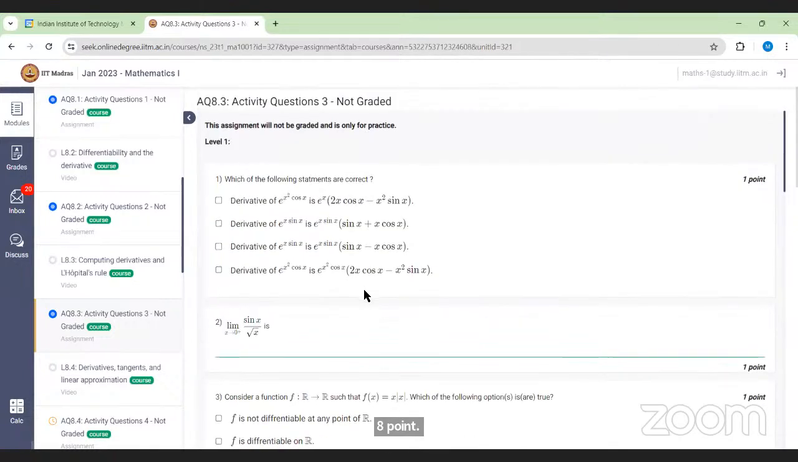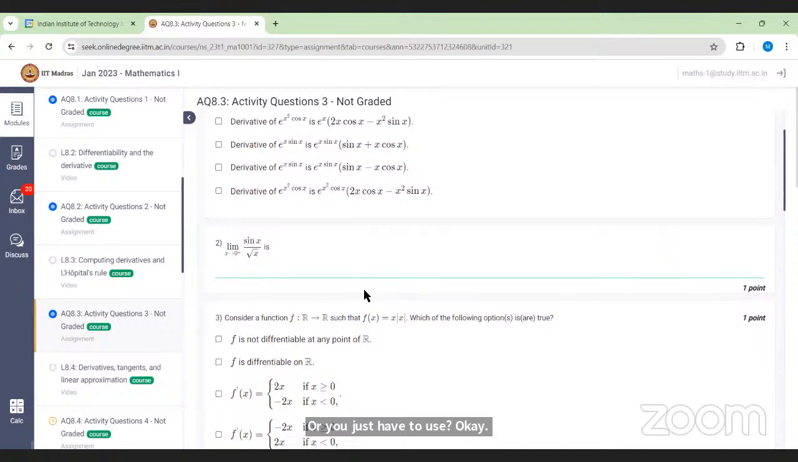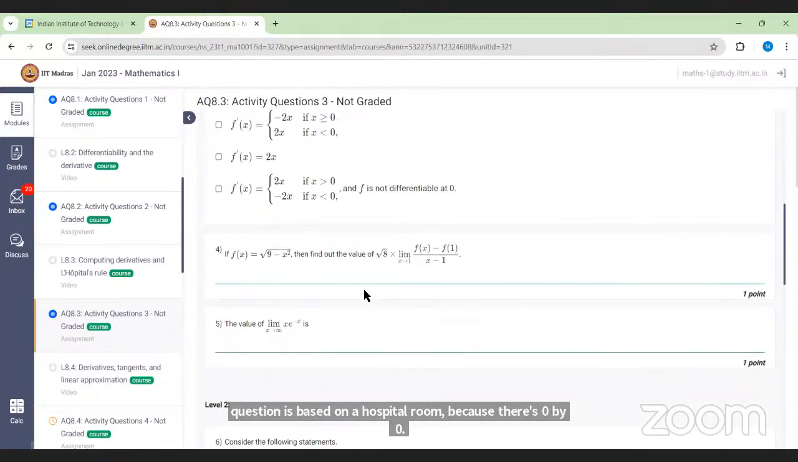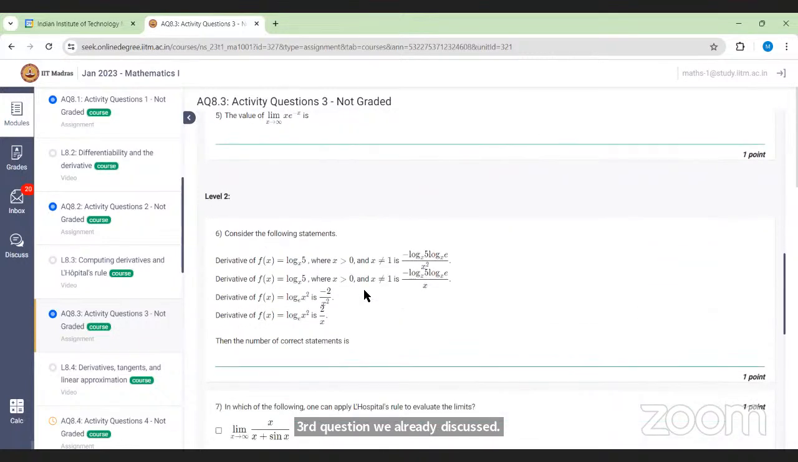In this, I'll go question by question only. I'll give you hints if required. First question, for the derivative, you just have to use chain rule. Second question is based on L'Hospital rule because it is 0 by 0 form. Third question we already discussed. Fourth question is simply based on derivative, and the fifth question also.